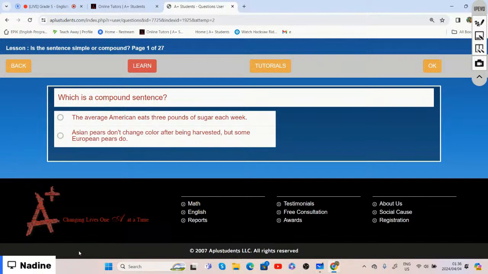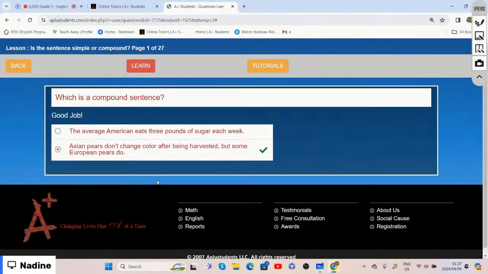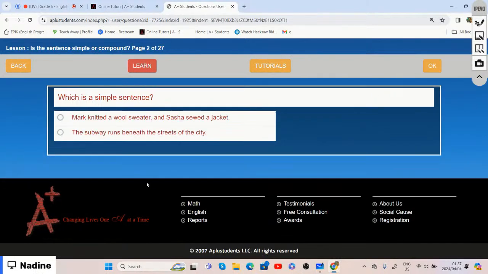All right. And if we are going to choose the correct sentence that tells us which is a compound sentence, then we're going to say it is the second option, which is, Asian pears don't change color after being harvested, but some European pears do. All right, so well done. The second one is correct, and that's a compound sentence.